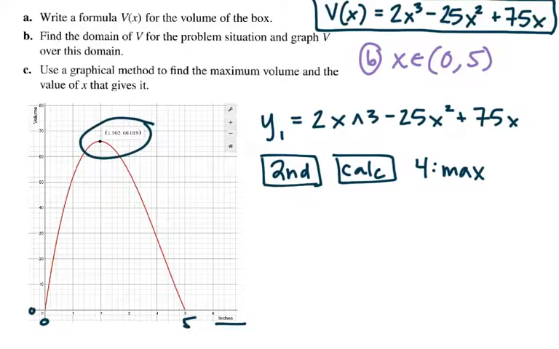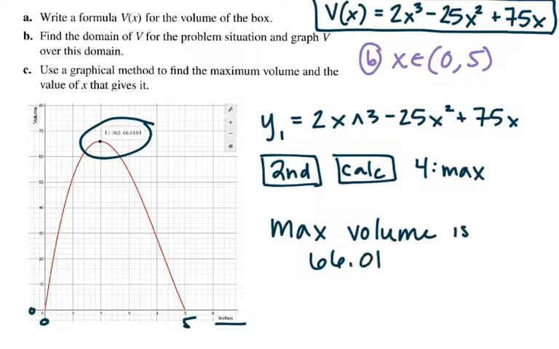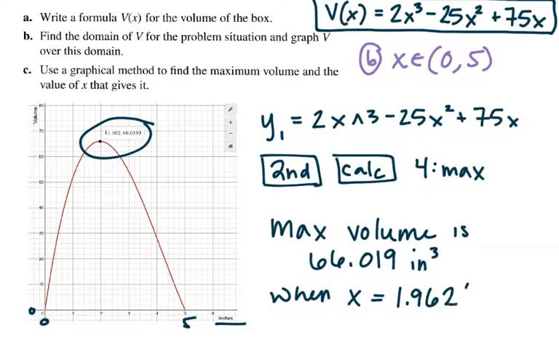So what we see is that the max volume, my y value, is 66.019 inches cubed when my x value, when x is 1.962 inches. So that's what I'm cutting out of the side.